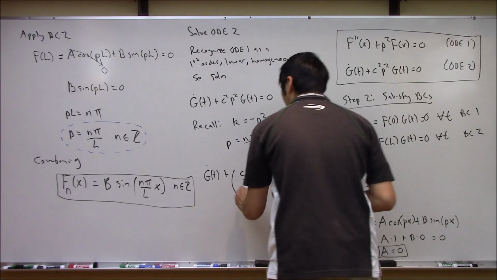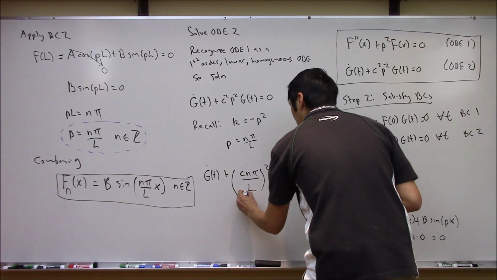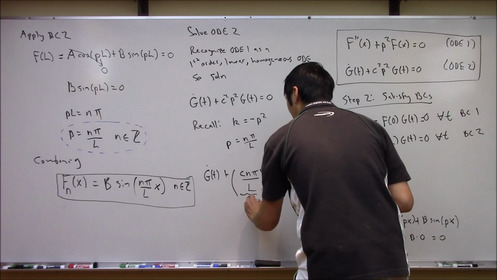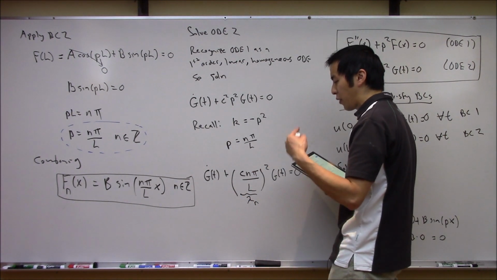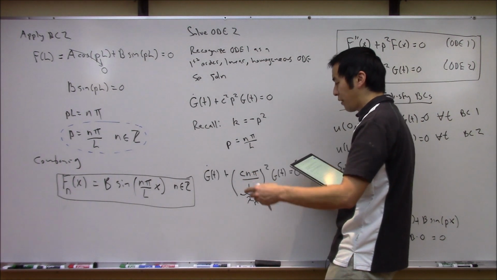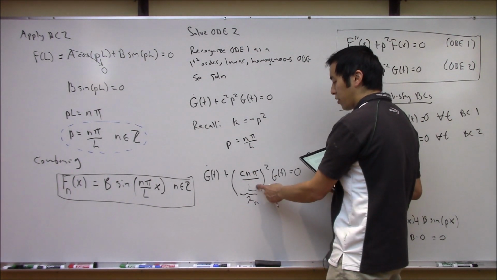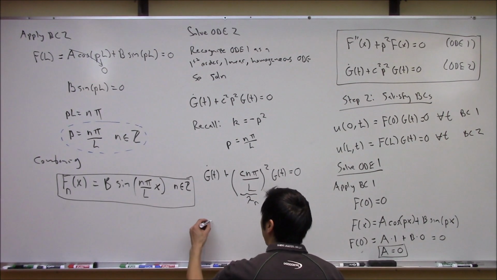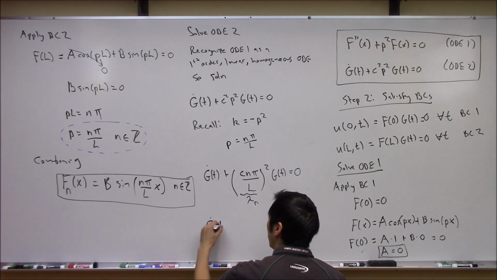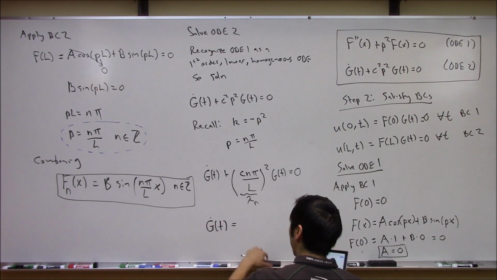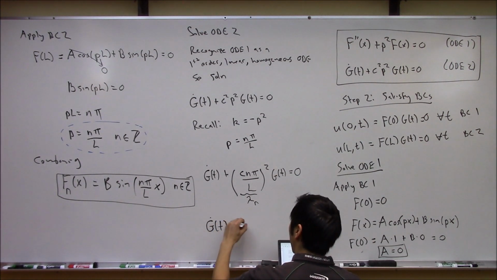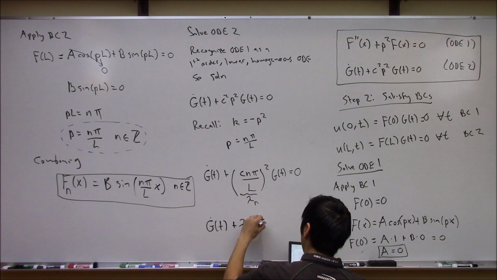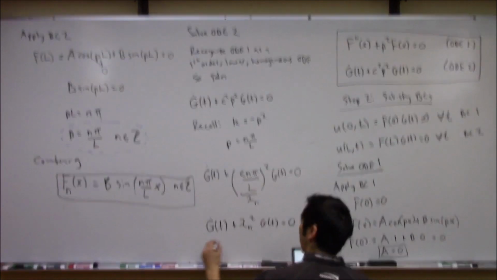Now let's call this thing in parentheses lambda, lambda sub n, because n is an integer value. There's going to be a value for n equals 1, 2, 3, 4, 5, etc. So finally, for ODE number 2, all we're doing is rewriting it to look like g dot of t plus lambda n squared g of t is equal to 0.